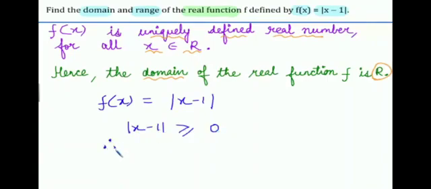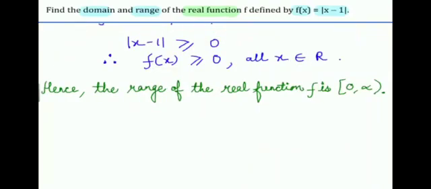आप सबको पता है कि मॉड्यूलस का आपका आंसर ऑब्वियसली ग्रेटर और इक्वल टू 0 रहेगा. सो योर आंसर इज ऑलवेज ग्रेटर और इक्वल टू 0, right, for any value of R. All x belongs to R. Hence the range of real function f is [0, infinity).